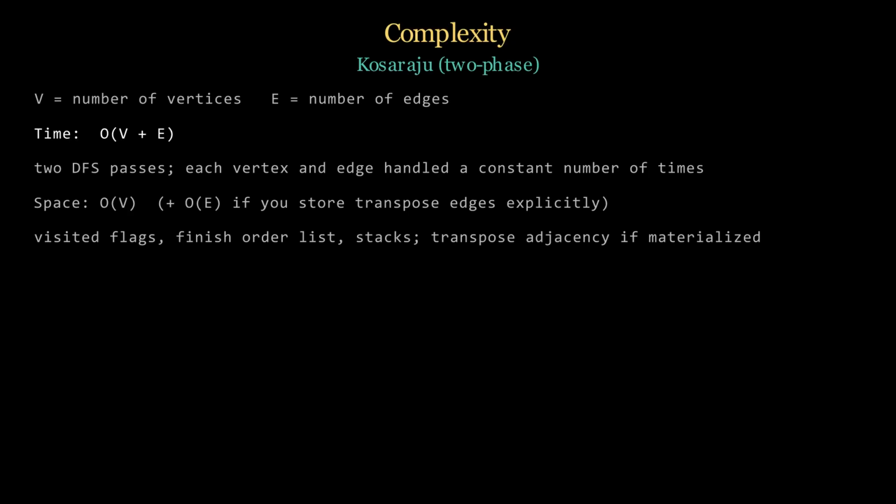Kosaraju's algorithm runs in order V plus E time, 2 depth first searches, each visiting every vertex and edge a constant number of times, plus work proportional to building or scanning reversed edges. Space is order V for visited flags and the finish order, and often order V plus E if you store the transpose graph explicitly.